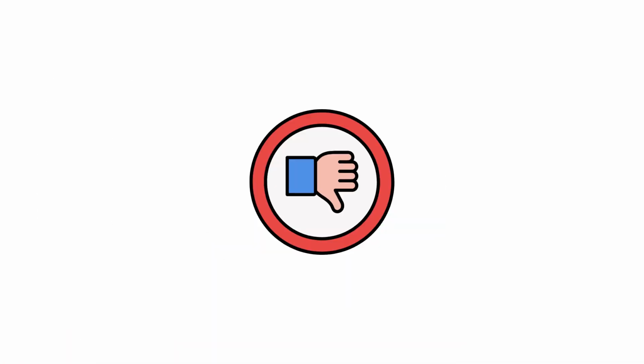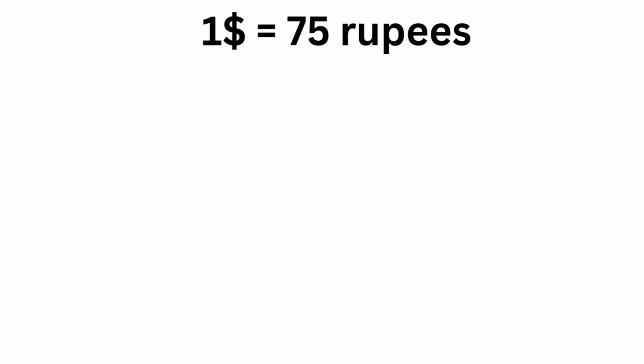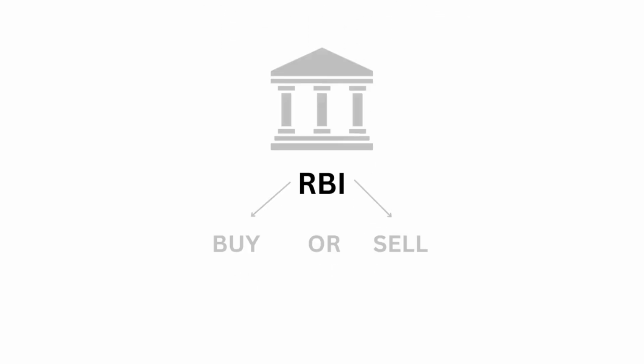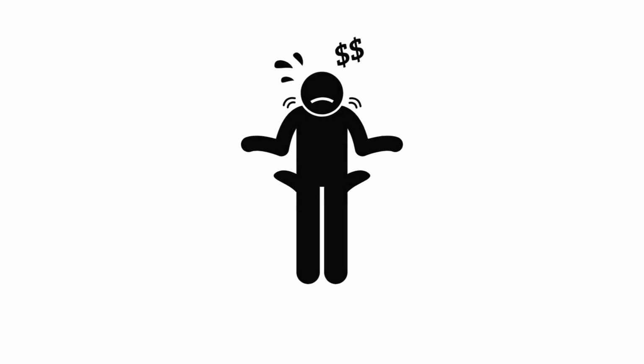But here's the catch. Disadvantages of a fixed exchange rate. Number 1. Pressure on reserves. To maintain $1 equals 75 rupees, the RBI must buy or sell dollars in the market. For example, if there's high demand for dollars, the RBI sells from its reserves. Over time, these reserves can drain, leading to economic instability.